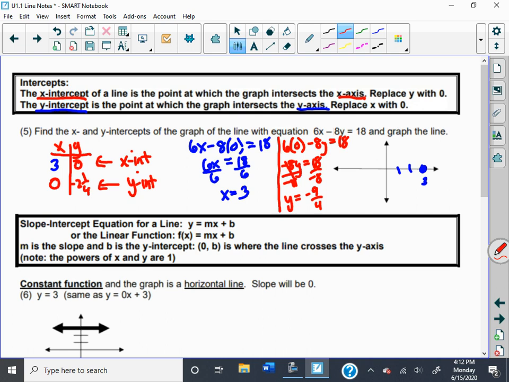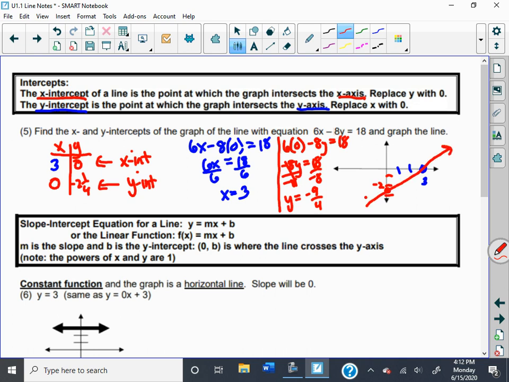-2 1/4, or -2.25 if you put it in your calculator. And so the y-intercept is going to cross at -2 1/4. So it's about right here, because -2 is right there, so it's between -2 and -3. So we have our 2 points. Now we just connect them.